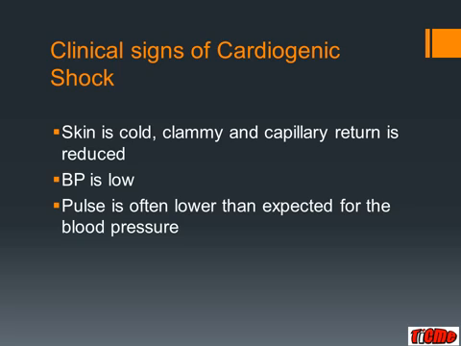So what are the clinical signs of cardiogenic shock? Well, because there's decreased cardiac output and the body is trying to redistribute the circulation back to the core, the skin is cold and clammy and capillary return is reduced. Blood pressure is almost universally very low. Remember, blood pressure equals cardiac output times total peripheral resistance. And the pulse is often lower than expected for the blood pressure.